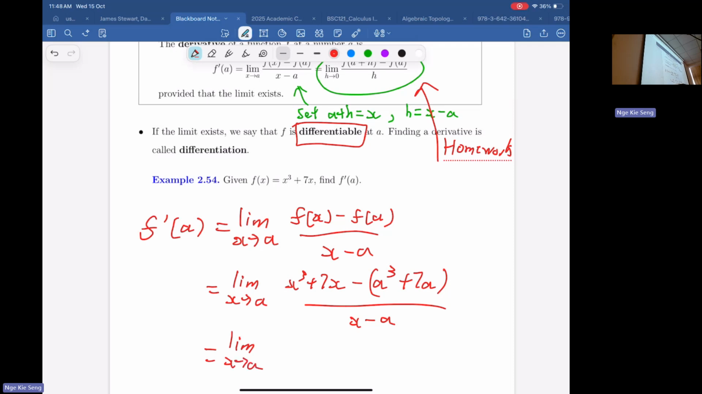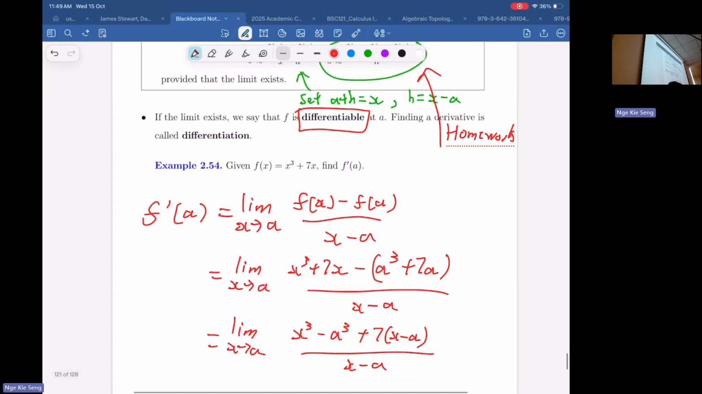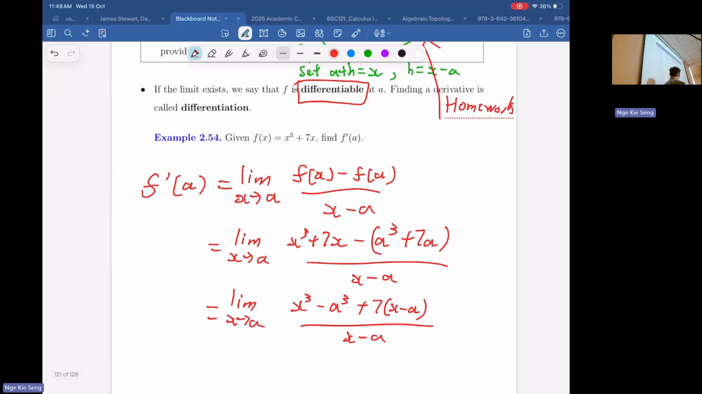If you continue, what do you get? x cubed plus 7x. Let me rearrange: x cubed minus a cubed, plus 7 times (x minus a), over x minus a. What happens if you do the usual substitution, the stupid way? a cubed minus a cubed is 0, a minus a is 0, so 0 over 0. What do you do? Close the paper, throw away, go and sleep? No, what should you do?